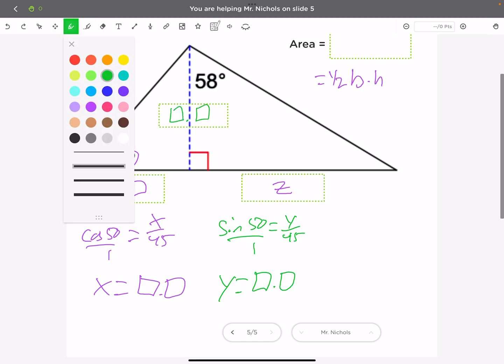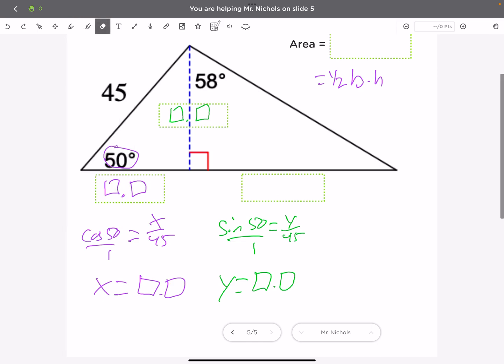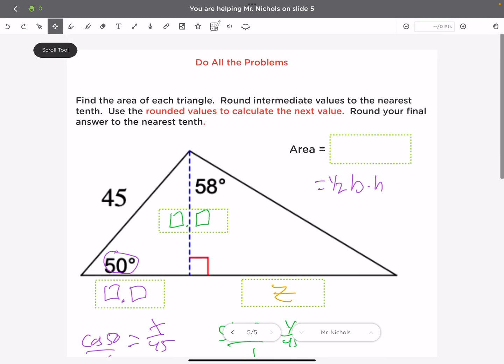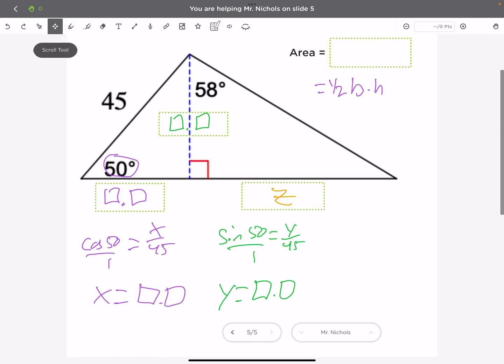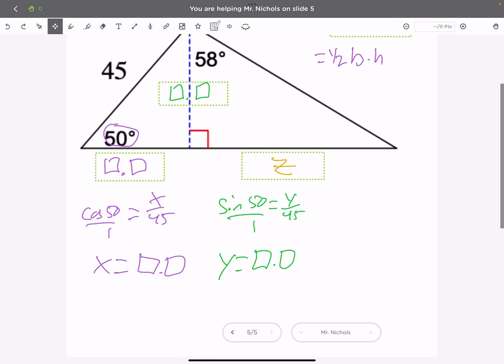Right? Now for Z, we'll do it in orange. For Z, we have to use our value for Y that we found already. So make sure you look at this: use the rounded value. We're going to use the rounded value, not the exact value. So you're going to round to the nearest tenth and use this rounded value to calculate Z.